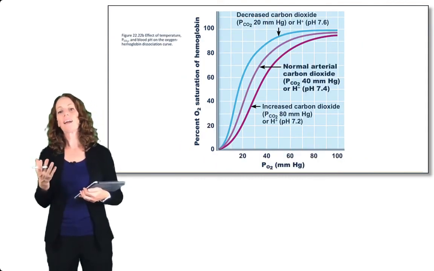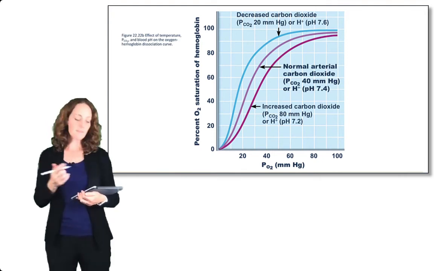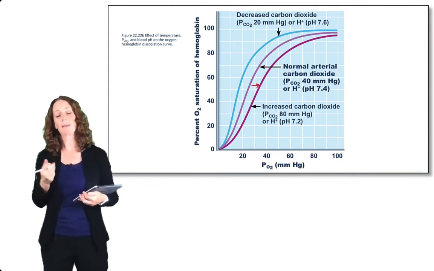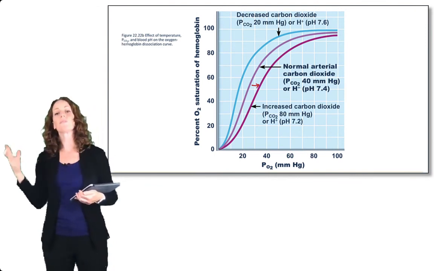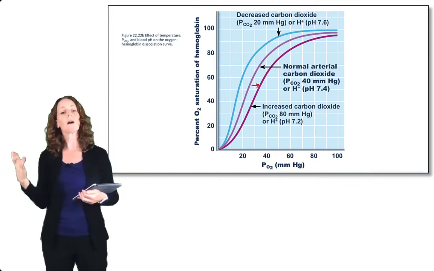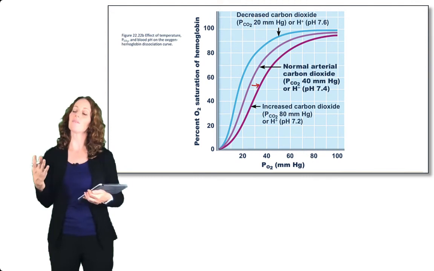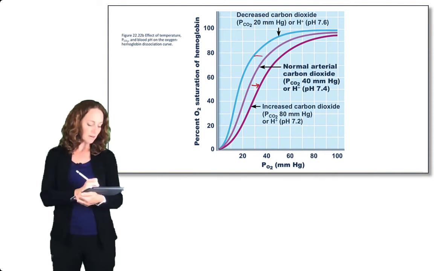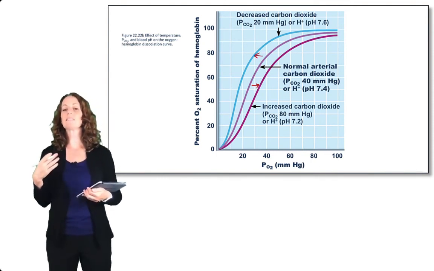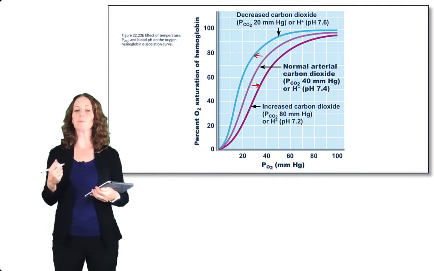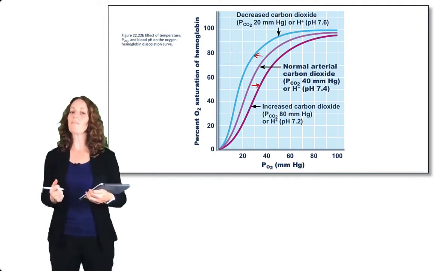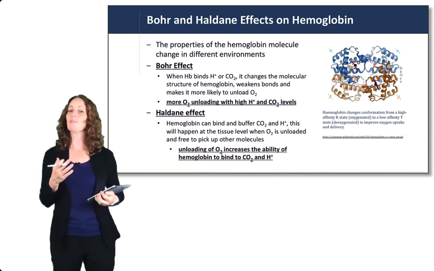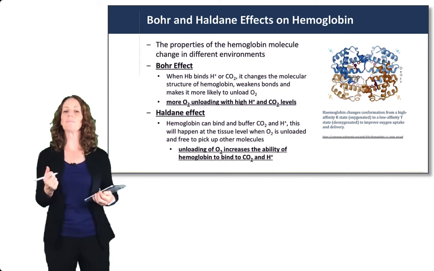Here's an example of carbon dioxide levels. We showed you in the previous slide that when we increase carbon dioxide levels, showing that the tissues are more metabolically active, the curve shifts over to the right, meaning you will have more unloading of oxygen at the same level of PO2. The converse is also true. If we decrease carbon dioxide, you will have less unloading of oxygen and a higher % saturation at the same PO2 level. This carbon dioxide effect is explained in the Bohr and Haldane effects on hemoglobin.